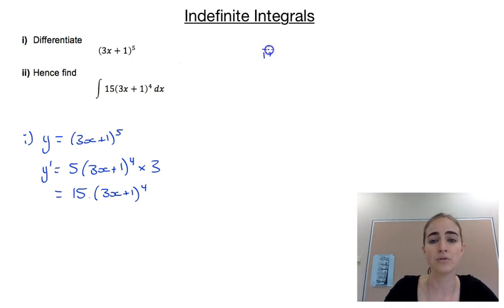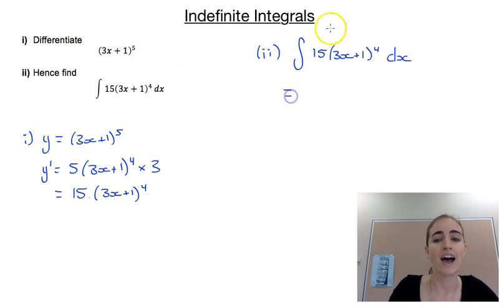Now part 2 asks us to integrate 15 outside of 3x plus 1 to the power of 4 with respect to x. And you should be able to see that that's exactly the answer we got for the first part of our question. Because differentiation and integration are opposites, when we integrate this, we're going to get back to our original function. So we'd have 3x plus 1 to the power of 5, but we have to remember to add our constant term on.